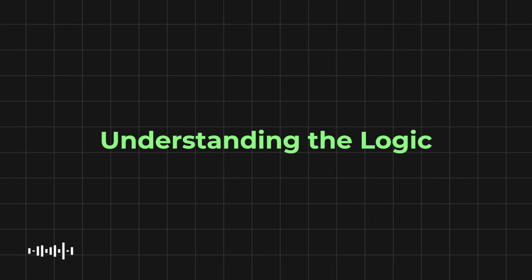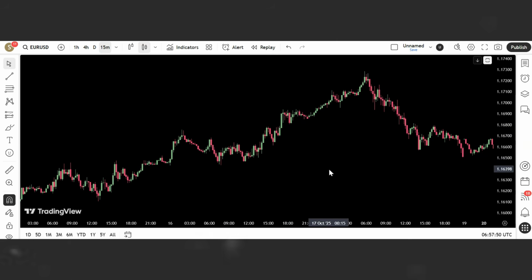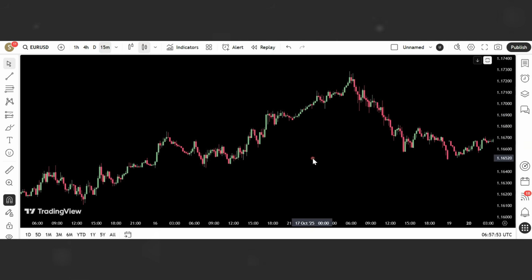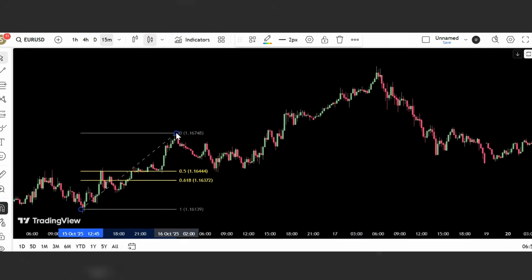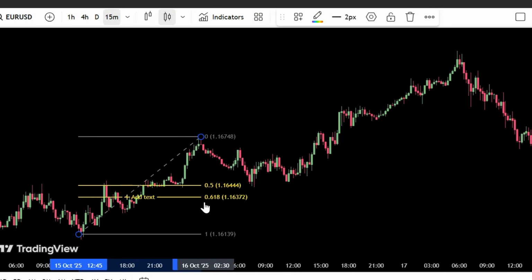Understanding the logic. Before we trade, let's see why the strategy works. When you understand the logic, you trade with confidence and not just follow signals blindly. As you know, the market never moves straight. It moves in waves: up, pullback, up again, or down, pullback, down again. That's where Fibonacci retracement helps. It shows us where a pullback is likely to end. At the key levels of 0.5 and 0.618, big traders often anticipate the end of the pullback and re-enter in the direction of the main trend.